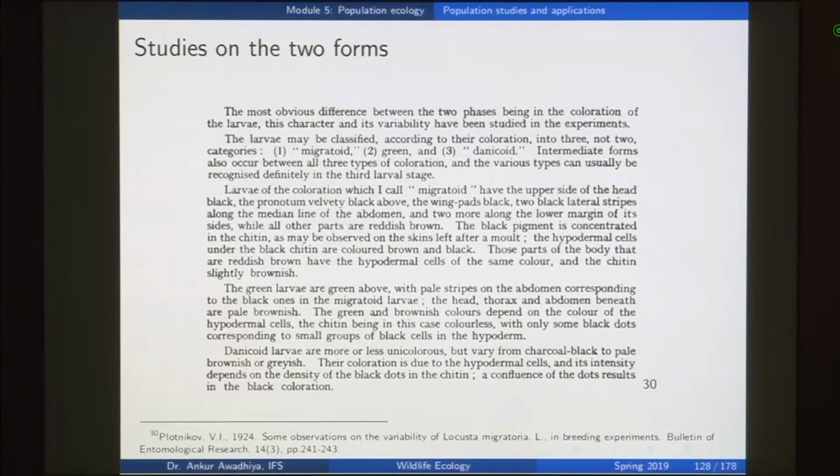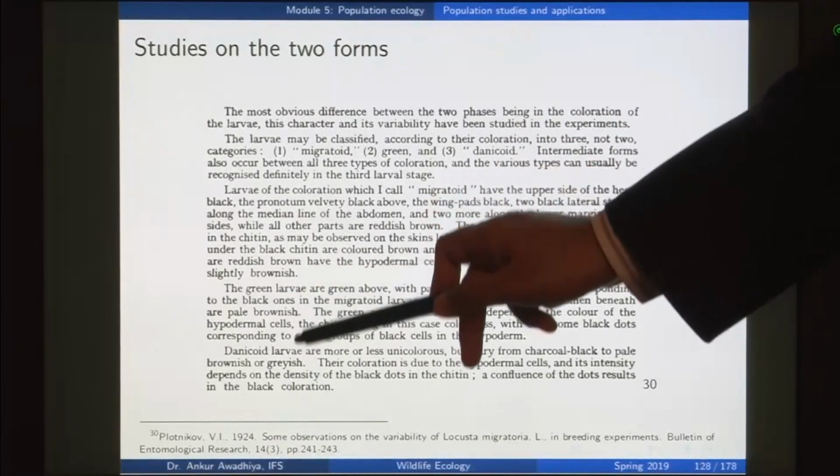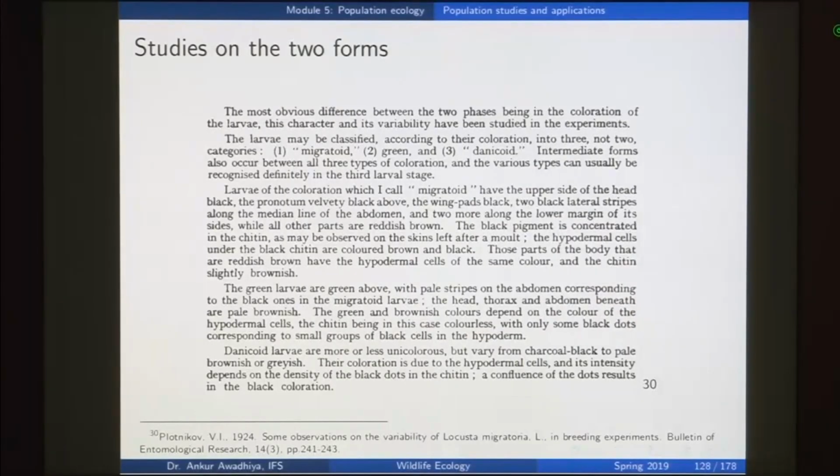Larvae of the coloration, which I call migratoid, have the upper side of the head black, the pronotum velvety black below. So, he is essentially describing all these three different varieties. So, you have this migratoid variety, you have the green variety, and you have the danicoid variety. Now, it is important to note here that when you are looking at the larvae, you can see these three different varieties. We are not going to get into details of all these three, but then there are three different varieties that you can very easily see based on their appearances, based on their morphology as well as based on the colors.